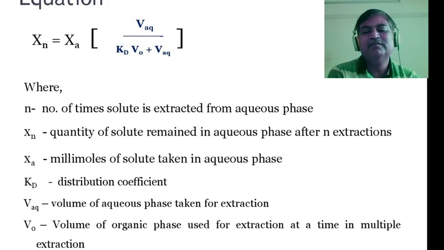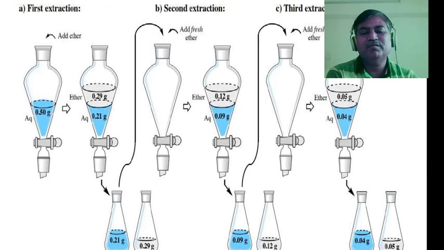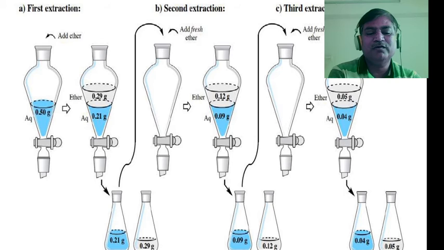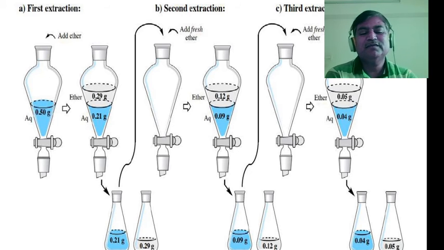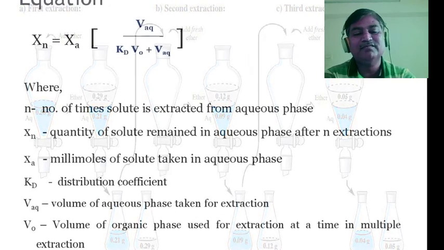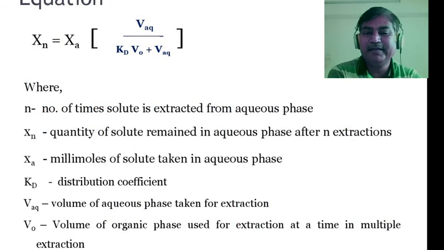Remained means unextracted, which we could not extract. For example, in this figure, 0.4 gram is the amount, not 0.04, it is 0.4 gram. See the mistake and change it. That is 0.4 gram is the unextracted amount which has remained in aqueous phase. That is Xn.